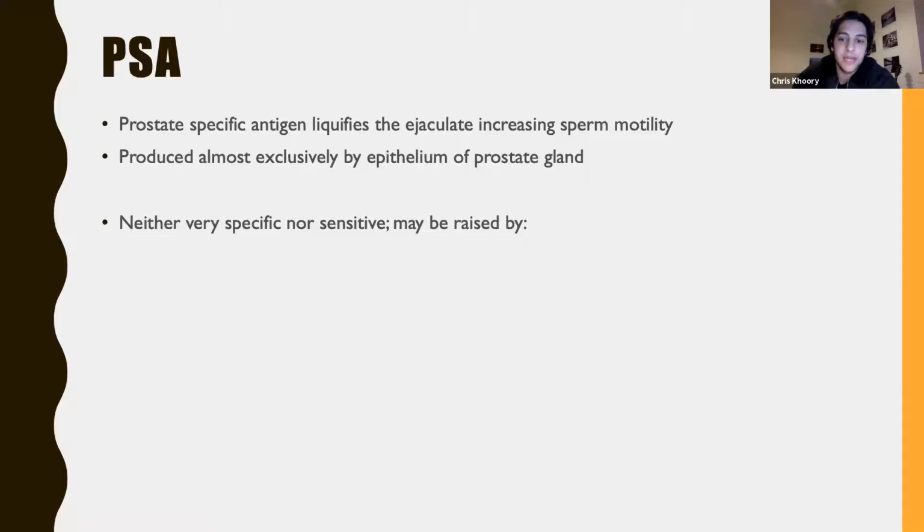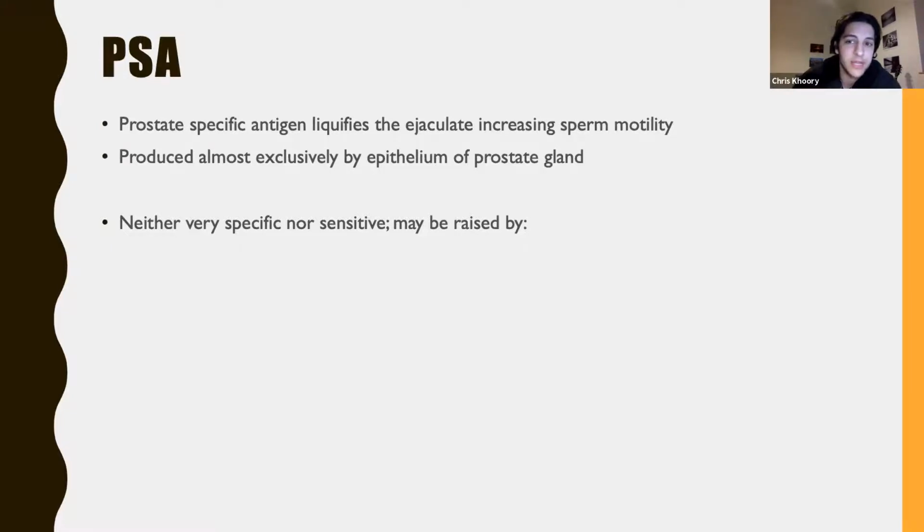Only around 30% of men with a high PSA are found to have prostate cancer on biopsy. And then in men with a normal PSA, around 15% are found to have prostate cancer on biopsy. So really, it's most useful for surveillance after treatment. And PSA can be raised by a number of different things.